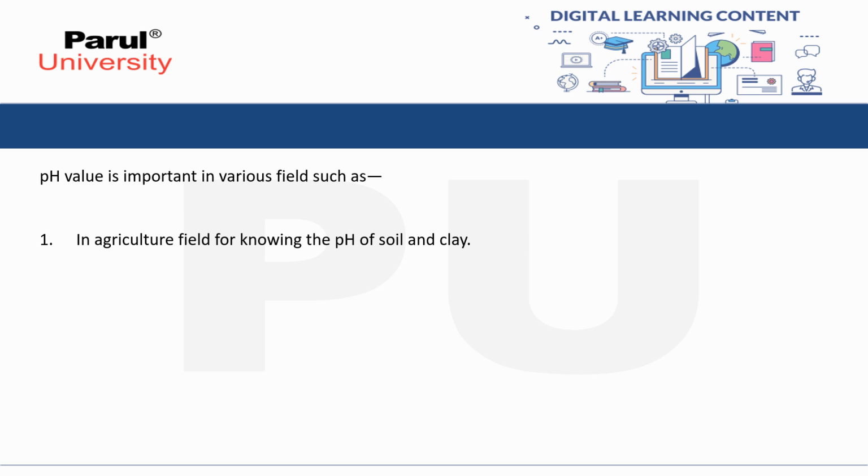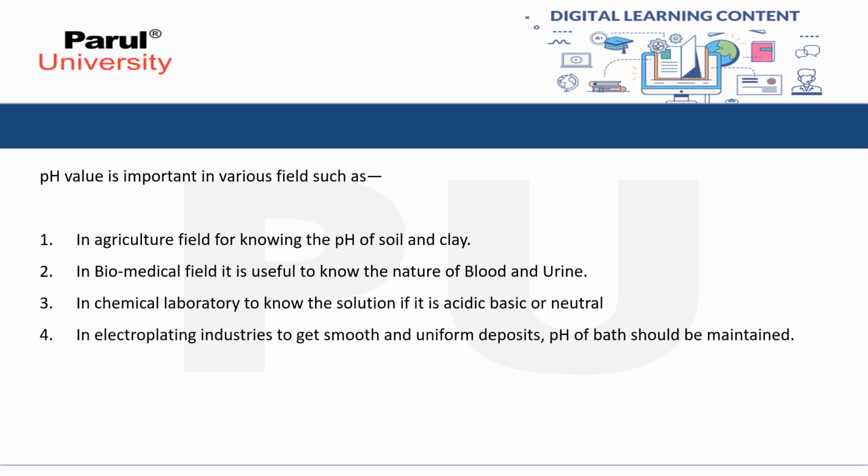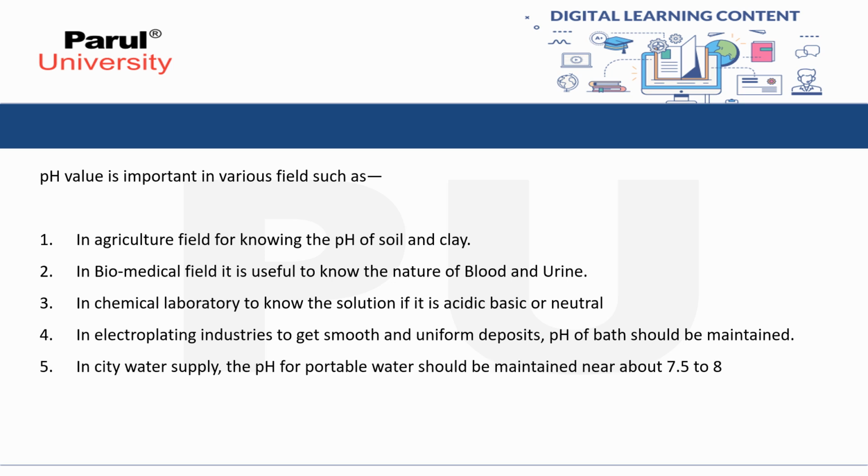The pH value is important in various fields, such as in the agriculture field for knowing the pH of soil and clay. In the biomedical field, it is useful to know the nature of blood and urine. In a chemical laboratory, we use the pH to know if the solution is acidic, basic or neutral. In the electroplating industry, to get smooth and uniform deposits, the pH of the bath should be maintained. In the city water supply, the pH of potable water should be maintained near about 7.5.